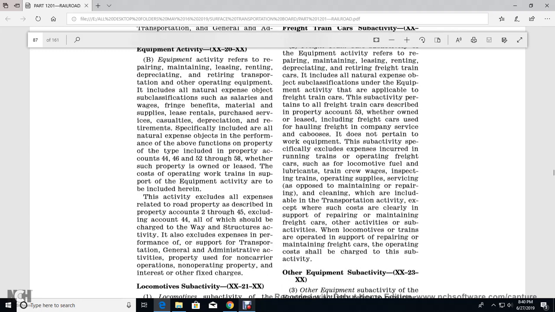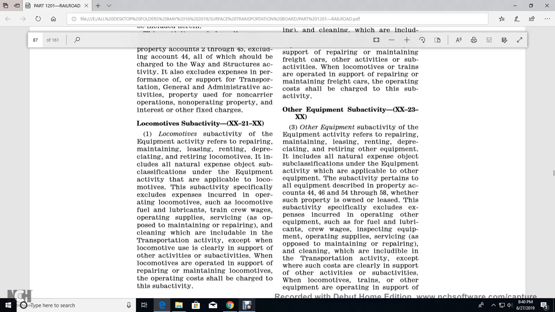except where such costs clearly support repairing and maintaining the freight car of the other activities of the sub-activity locomotive trains operated with the supporting, repairing, and maintaining freight cars. The operating costs should be charged to the sub-activity.